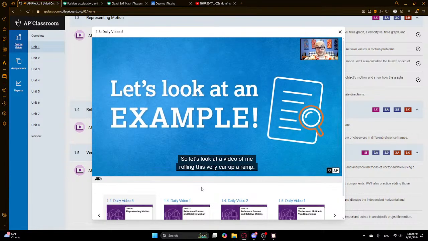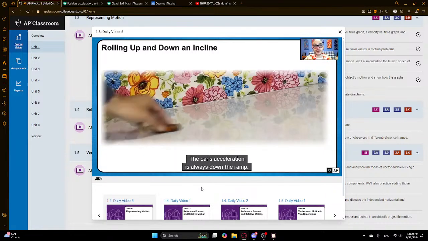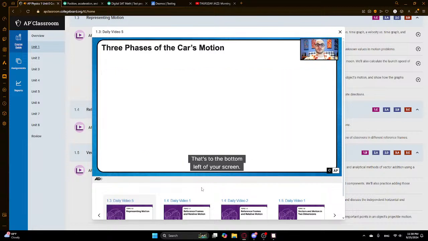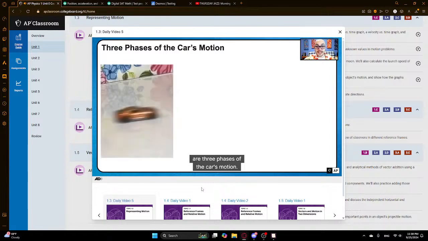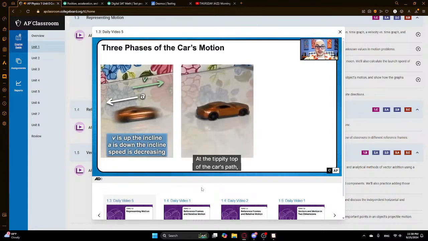So let's look at a video of me rolling this very car up a ramp. It's going to start with an initial velocity up the ramp, but the acceleration is downward because the ramp is tilted. The car's acceleration is always down the ramp. That's to the bottom left of your screen. Just like with the pineapple, there are three phases of the car's motion. In the beginning, the car's velocity is up the incline and the acceleration is down the incline. The speed is decreasing. At the tippity top of the car's path, the velocity is momentarily zero. The acceleration is still down the incline.